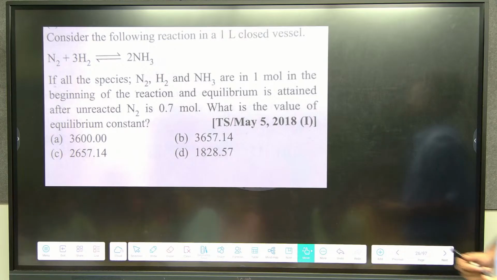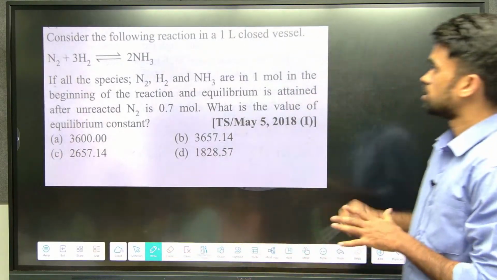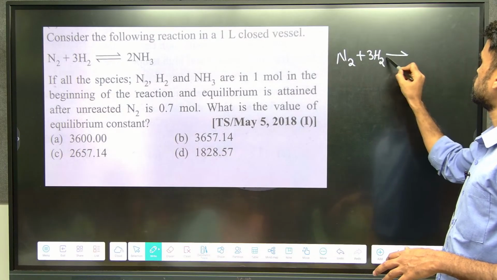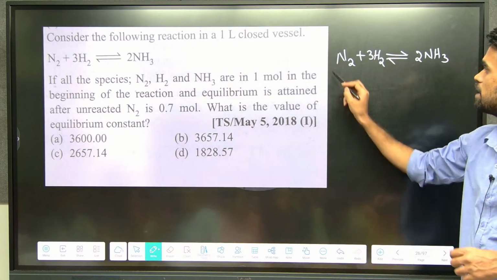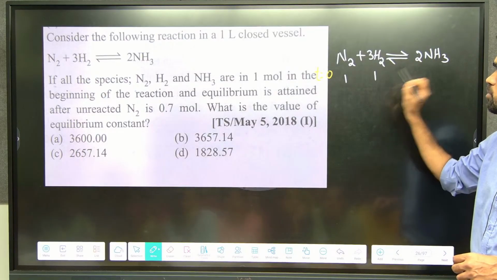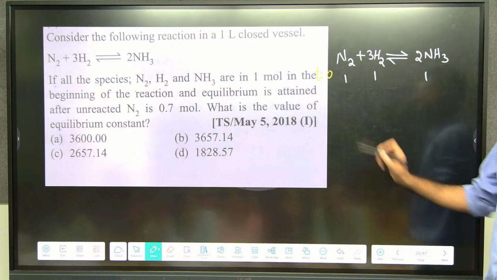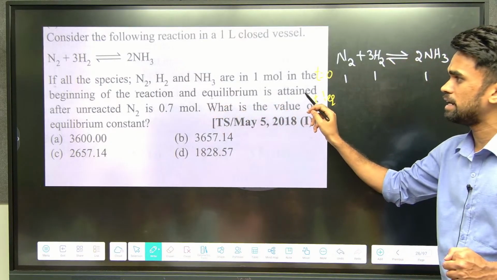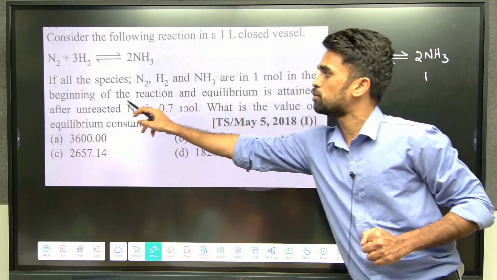Okay. Anyone? So how to write this? N2 plus 3H2 gives rise to 2NH3. Initially, at time t0, at the beginning, 1 mole of N2, 1 mole of H2 and 1 mole of ammonia were taken. After some time, equilibrium is attained. After equilibrium is attained, how much N2 remained unreacted?